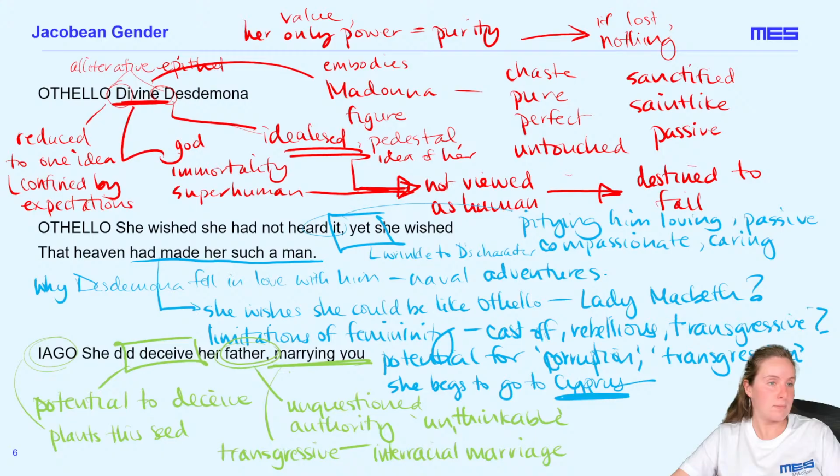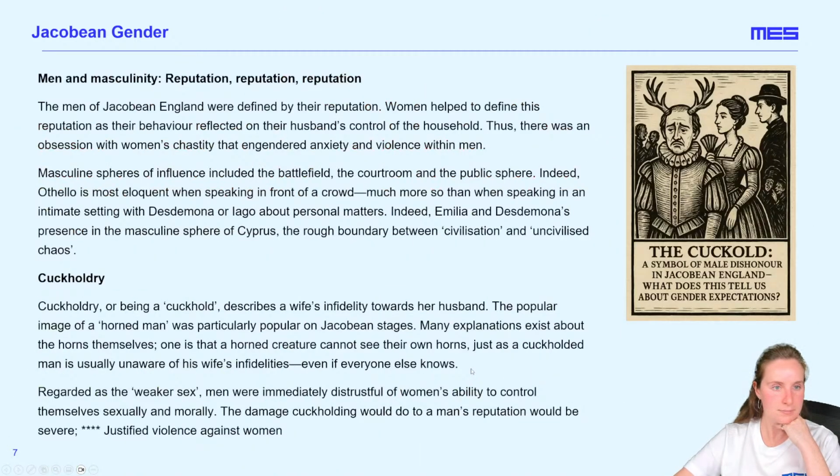Because Othello doesn't believe it at first, and then as soon as he sees some potential suggestion, he's willing to believe it. And this links to these ideas of physiognomy as well. That she can look so innocent and pure, etc., and have all of this underlying transgression going on with her. Now let's think about masculinity.